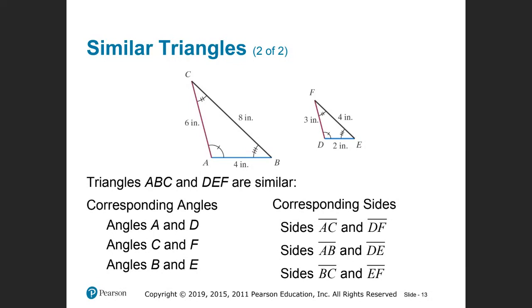So this shows us two similar triangles. They look the same, but one is smaller than the other. So this is triangle ABC. The smaller triangle is DEF. They're similar. You can see that the measure of each side of the smaller triangle is half the measure of the corresponding side of the other triangle. However, the angles are equal. Angle A is equal to angle D, angle C is equal to angle F, and angle B is equal to angle E.